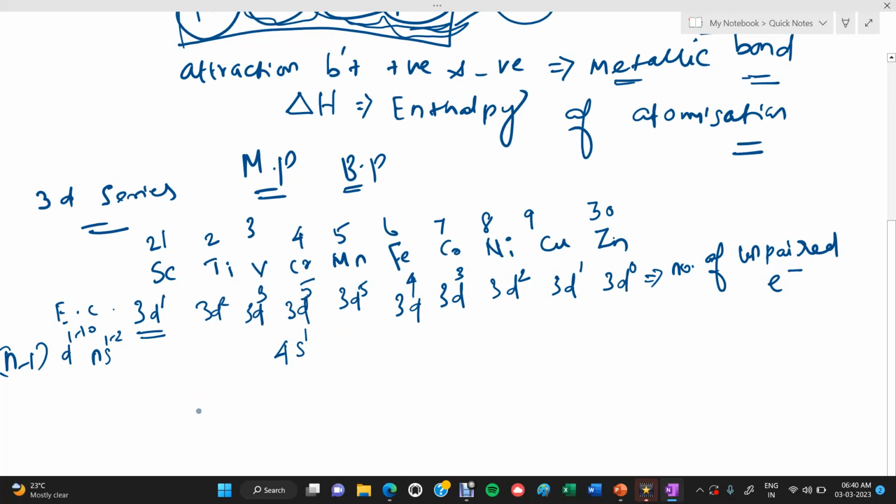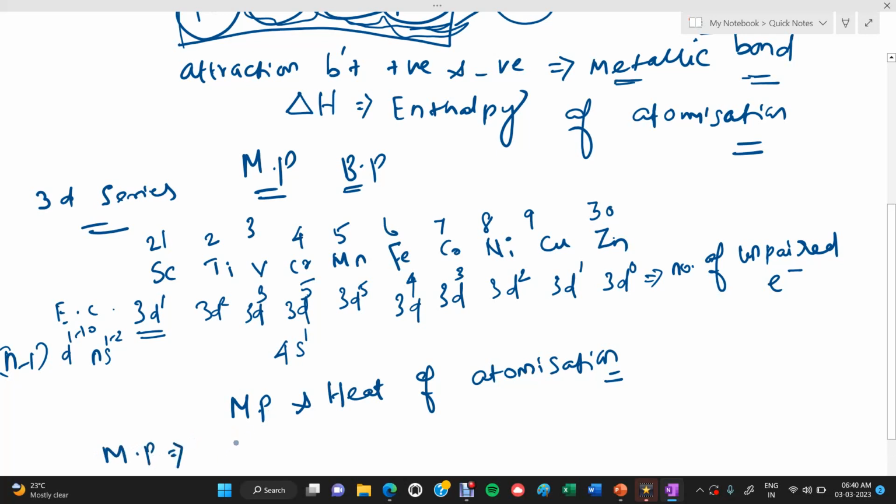Many of you are confusing the melting point and the heat of atomization, or enthalpy of atomization. First of all, let me clarify that. What is melting point? Melting point means a solid changes into a liquid at a particular point. So that is called melting point.